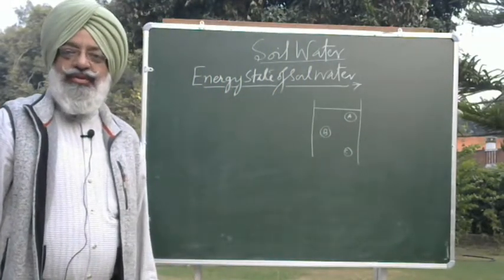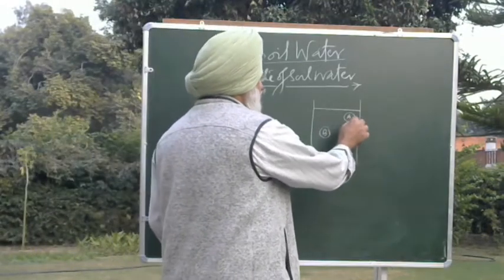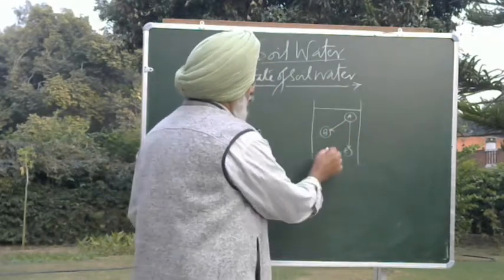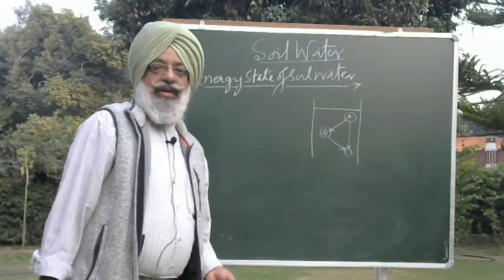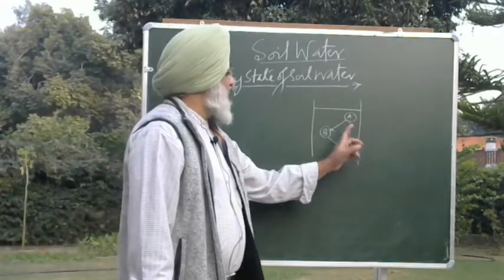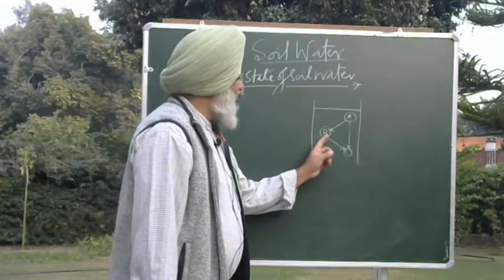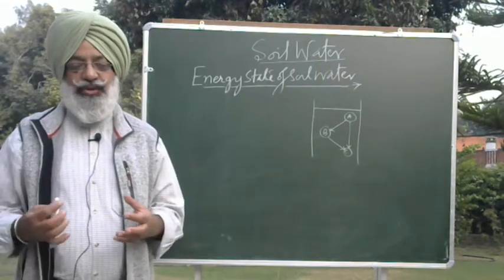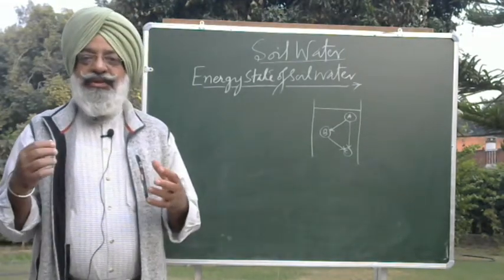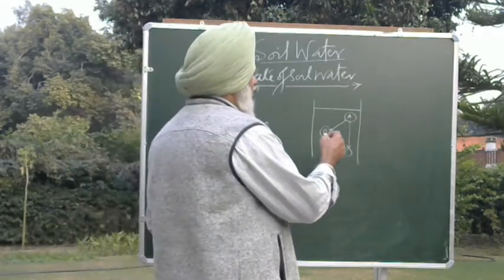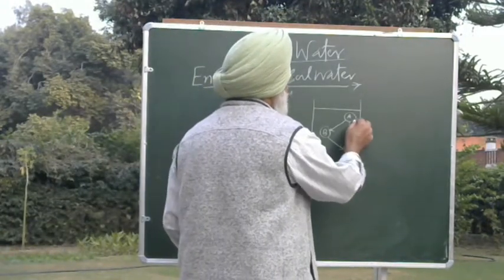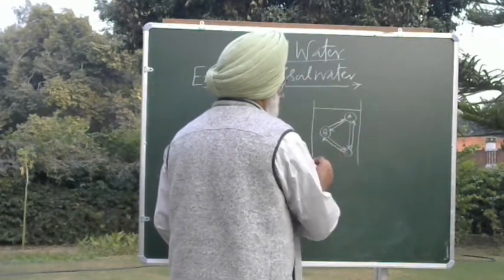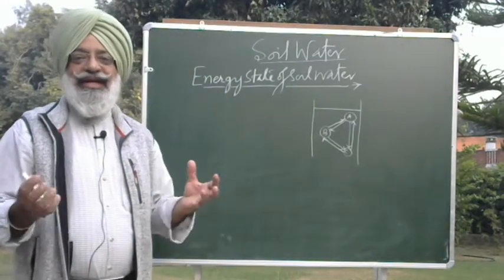Now, if I ask this question, whether this water will move from A to C, or A to B, or B to C, everybody will say, yes, it will move from A to C. Some will say it will move from B to C. Somebody will say it will move from A to B. That means in the downward direction. But this may not be true, because water may move from C to A, even it may move from B to A, it may move from C to B. So it can move in any direction.